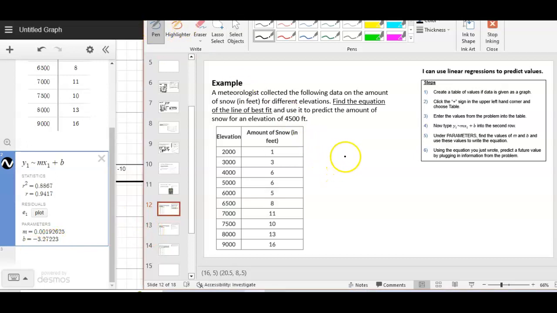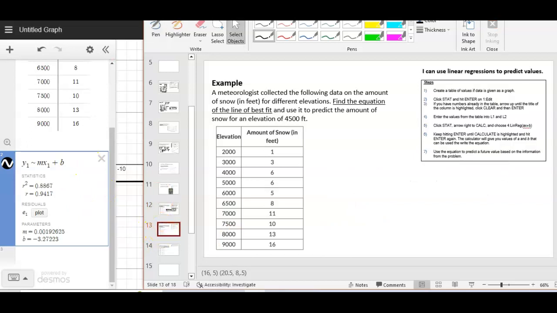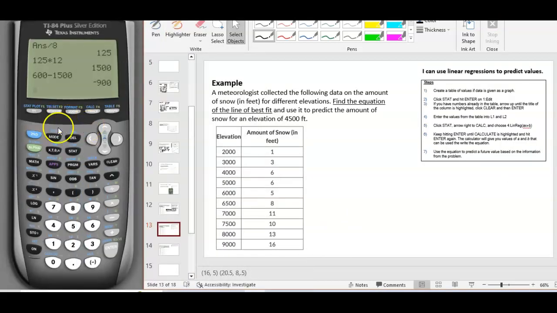Okay, so our equation is going to be y equals 0.00193x minus 3.27. Okay, so that's the equation of our line. We'll talk about predicting the value when it's 4,500 after I show you how to do this on the calculator also.